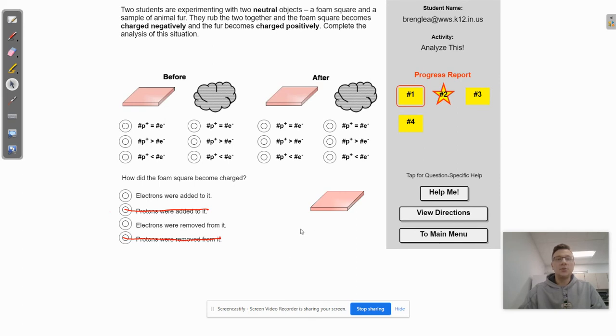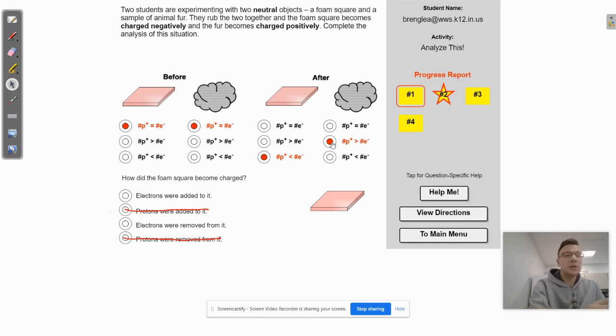So it says 2 students are experimenting with 2 neutral objects. So we know right off the bat that both of these things are neutral. A foam square and a sample of animal fur. They rub the 2 together and the foam square becomes charged negatively. So we know that we have more electrons than protons in the foam square, and the fur becomes positively charged. So we know we have more protons than electrons in the fur.